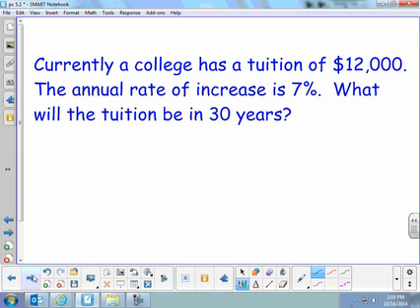Let's do another. So currently, a college has a tuition of $12,000 a year. The annual rate of increase is 7%. What will the tuition be in 30 years? So we know our t, we know rate, and we know our starting amount. We just need our ending amount.